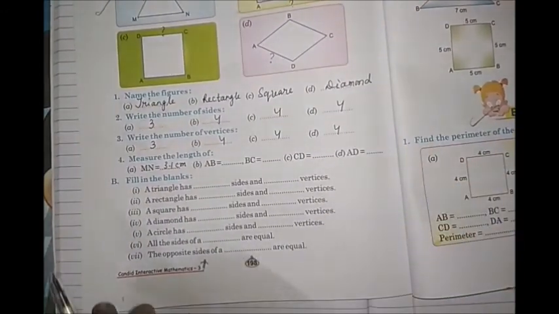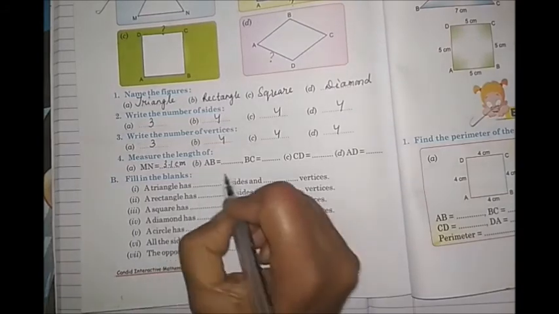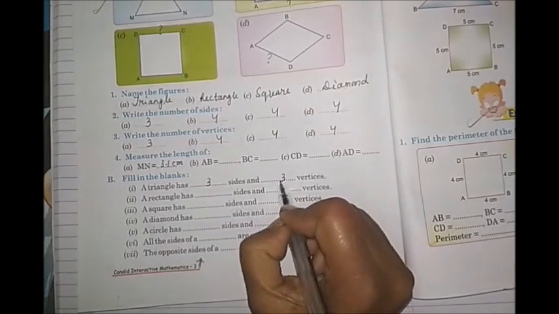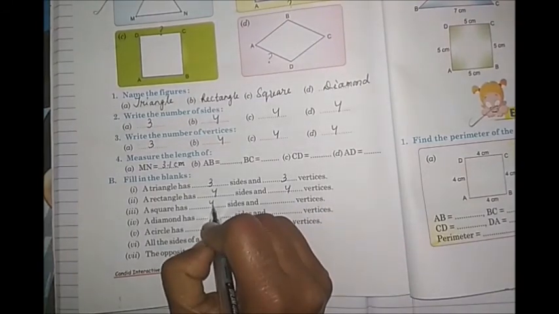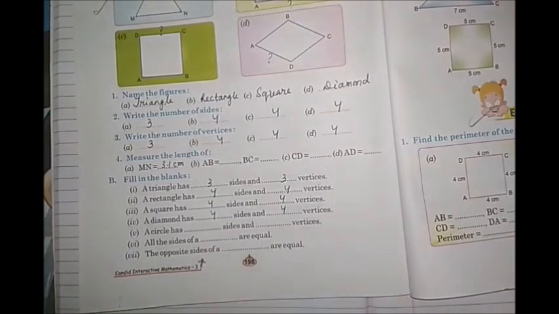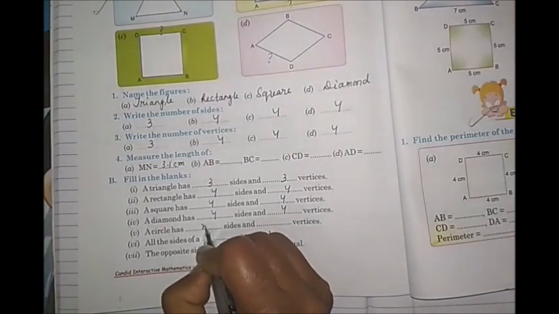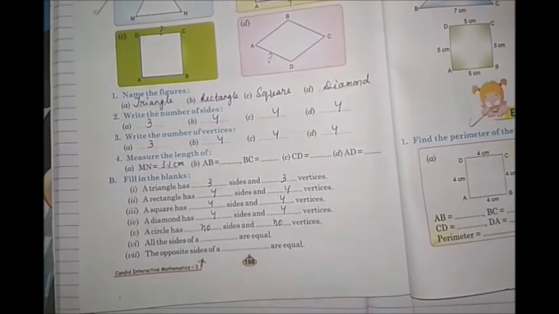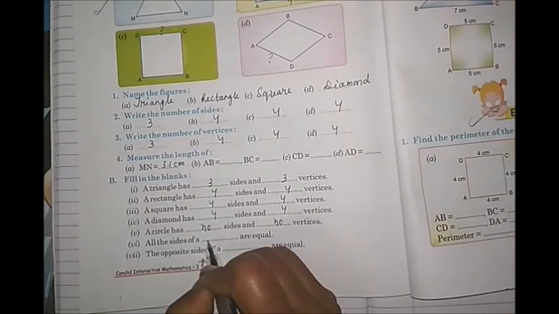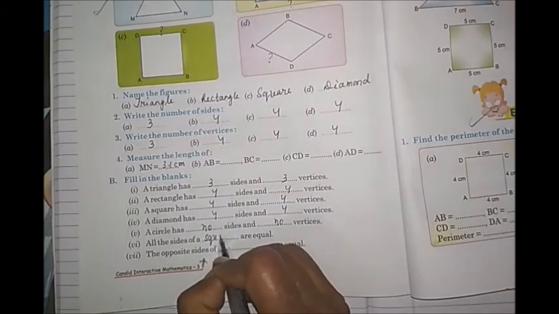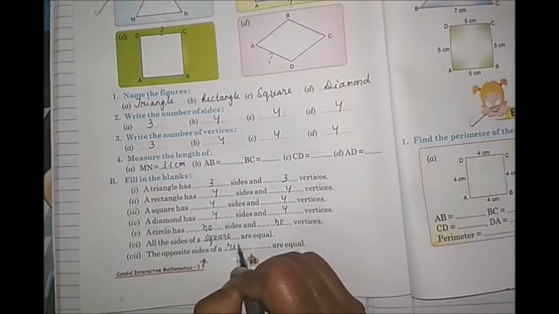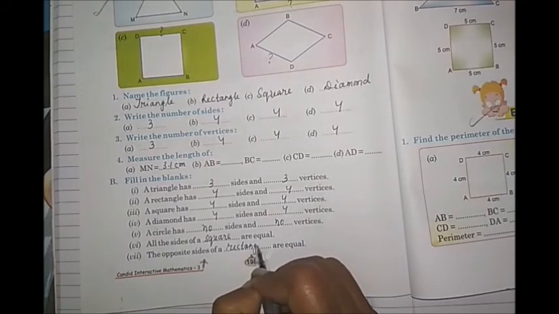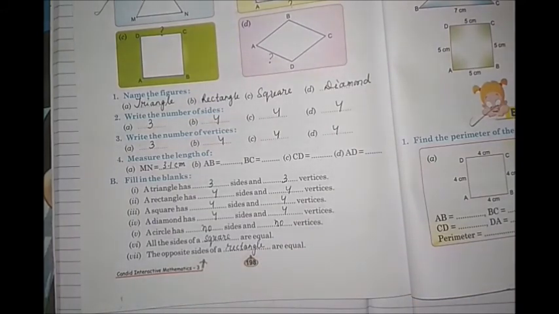Now fill in the blanks. A triangle has dash sides and dash vertices. 3 sides, 3 vertices. Rectangle has 4 sides and 4 vertices. Square has 4 sides and 4 vertices. Diamond has also 4 sides and 4 vertices. A circle has no sides and no vertices. All the sides of a dash are equal. Square. The opposite sides of a dash are equal. Rectangle. So in this way you complete the book exercise.